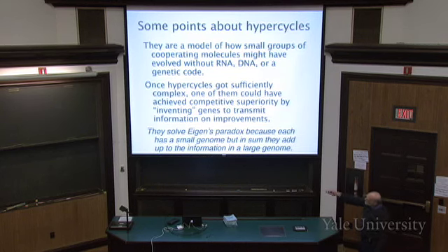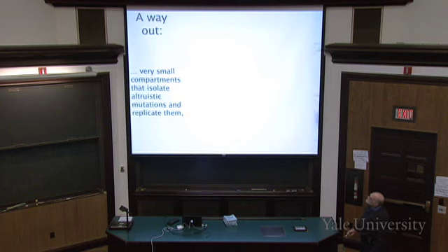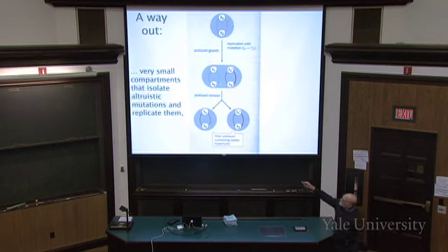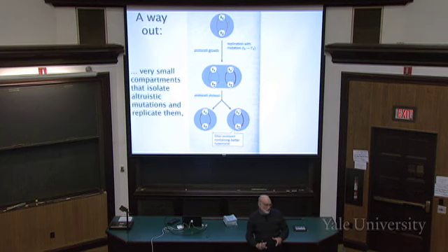And they would solve Eigen's paradox because each one has a small genome, but in sum, they would add up to the information in a big genome. So if you could somehow stabilize these small competitive systems so that they had internal cooperation, but they were competing between themselves, you could get life going. So one way out of this problem of the invasion of mutants is to actually put them into compartments. Okay, so you actually have to get the chemical reaction system isolated inside something like a membrane. And that means it's a local group.